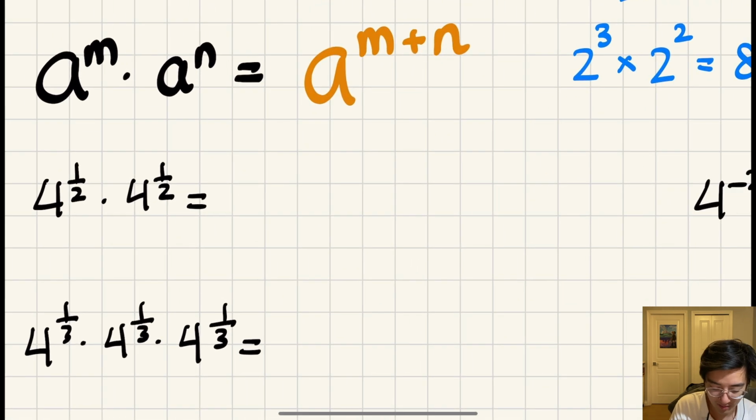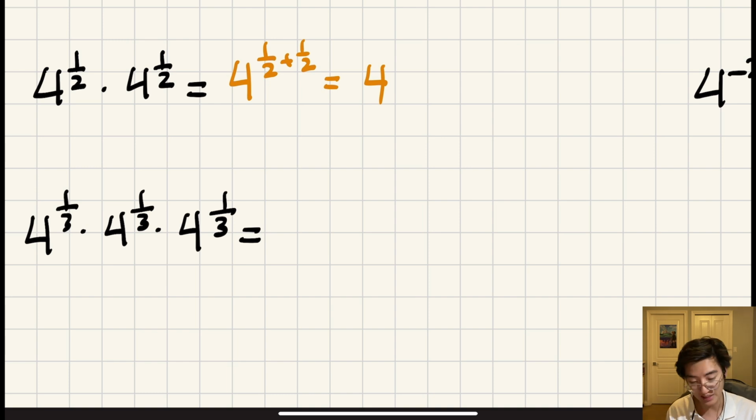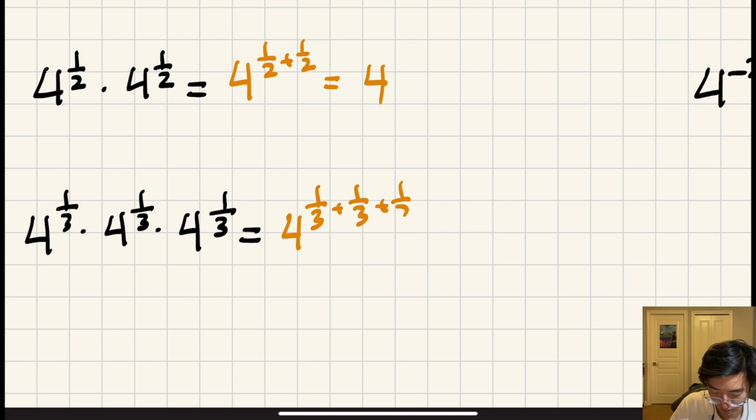So in this case, if we have fractions, if we have 4 to the power of 1/2, we notice that when we multiply them together, we get 4 to the power of 1 over 2 plus 1 over 2. We just get 4 to the power of 1, which is 4. And similarly, if we have 4 to the power of 1 over 3 multiplied 3 times, we just add it up again. So 4 to the power of 1 over 3 plus 1 over 3 plus 1 over 3 is still 4 to the power of 1, which is just 4.